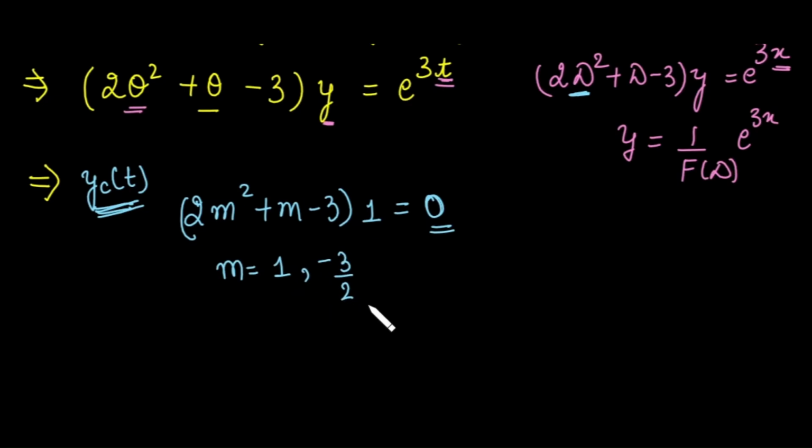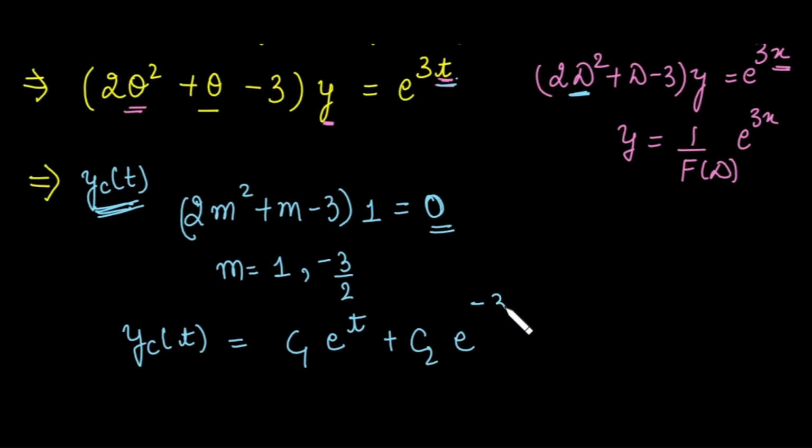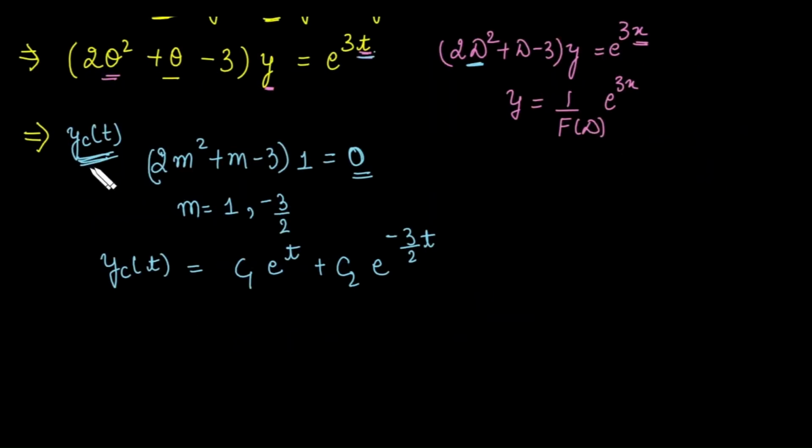Roots are m is equal to 1 and minus 3 by 2. Now, if we have two roots that are real and different, in that case the complementary solution is written as c1 e raised to power x, now x is replaced by t, plus c2 e raised to power minus 3 by 2 into t. So we have evaluated the complementary solution.